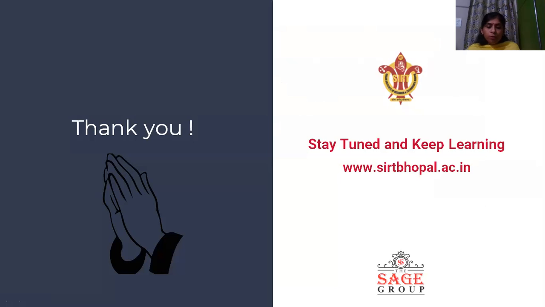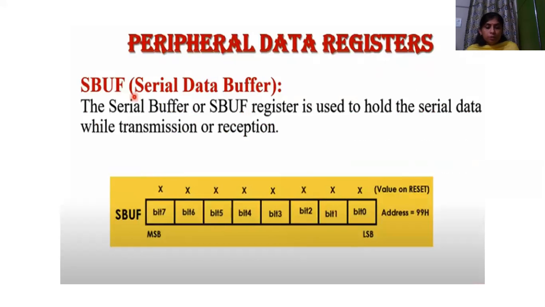This is all about the different types of registers, the special function registers in RAM. In total, 21 special function registers we have discussed in this lecture.